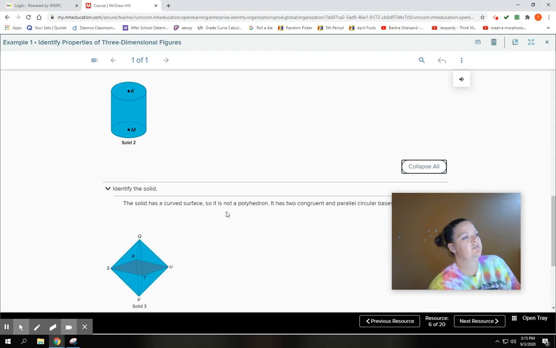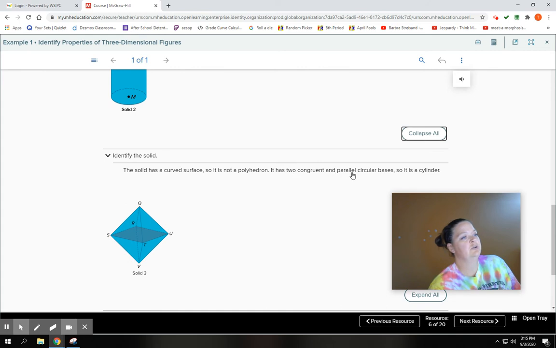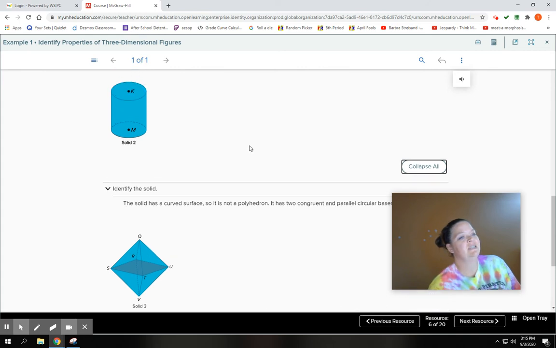This solid has a curved face, so it's not a polyhedron. It has 2 congruent and parallel circular bases, so it is a cylinder. This is a cylinder. Should be a relatively familiar looking shape. Should kind of remind you of a cup.